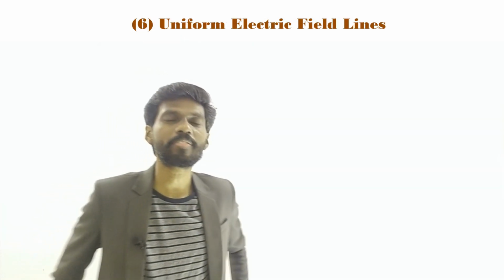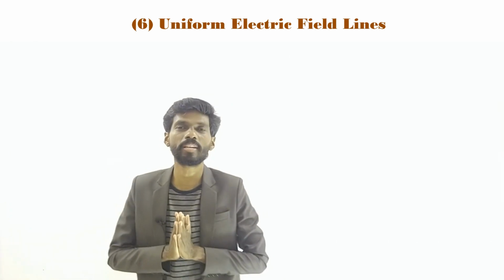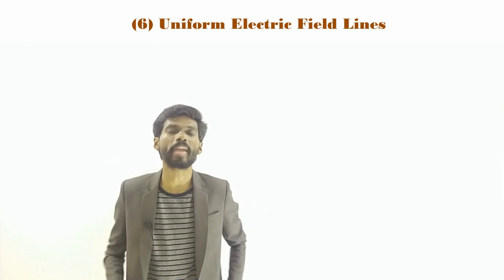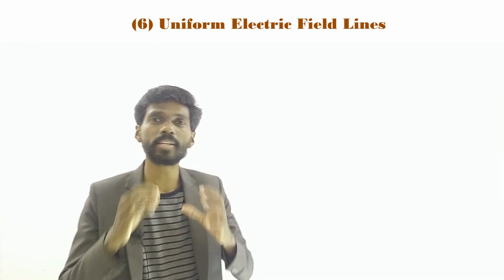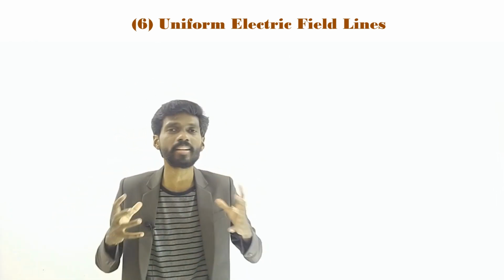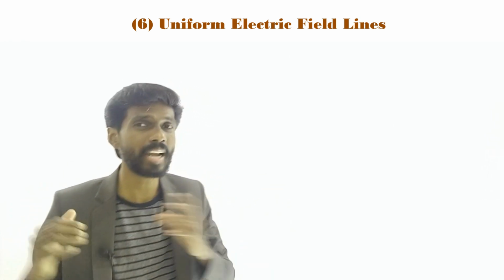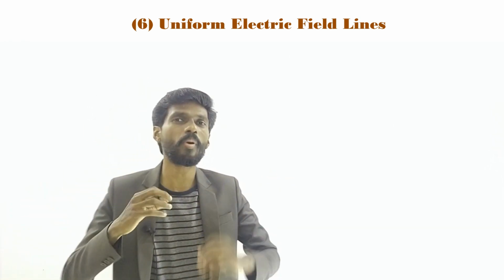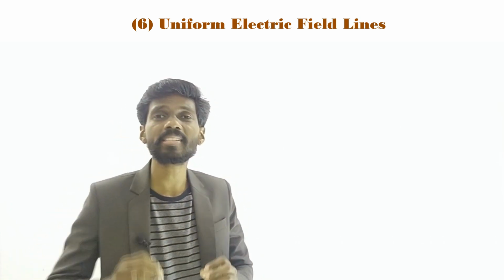Okay, uniform electric field lines. What is uniform electric field? We've already discussed uniform electric field. If you remember, at any point in space, the electric field has the same magnitude and direction. At different points, generally, the electric field will be different. It will have different directions, different magnitudes. But here what happens, at any point in space, the electric field remains the same.